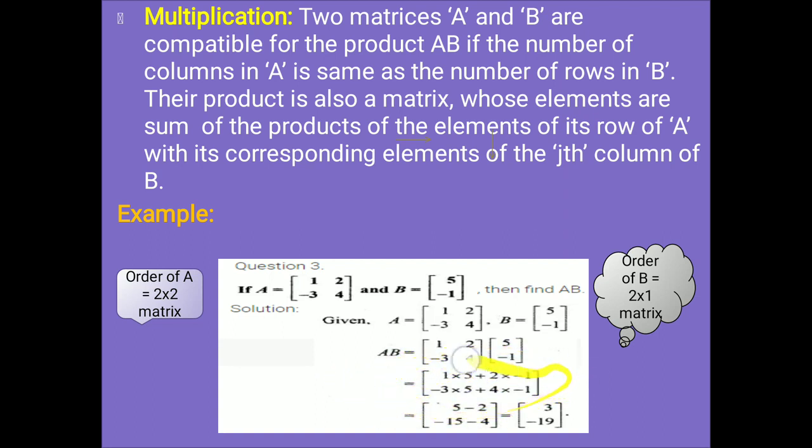Whenever you go for multiplying the elements of two matrices like A and B, you multiply 1 with 5 and 2 with minus 1, and you should keep a plus sign in between. So if you solve that, you get the answer as 3 minus 19, that is a 2 cross 1 matrix as a result of A into B, that is AB. Got it? Let's move on to the next.